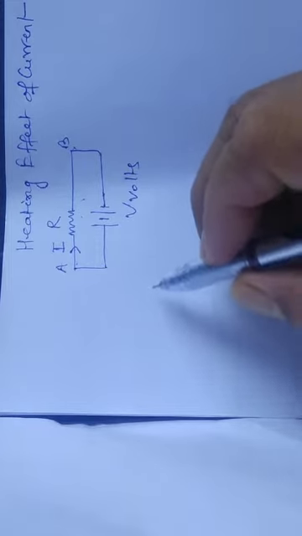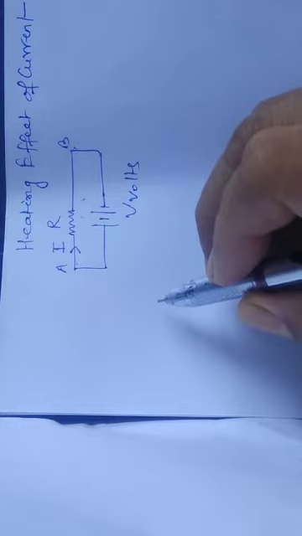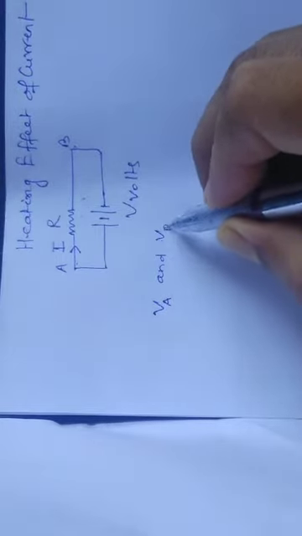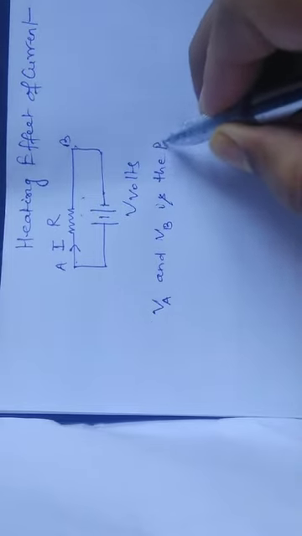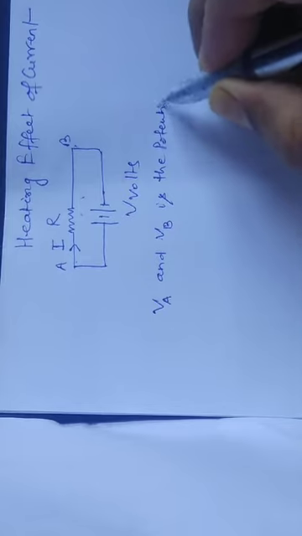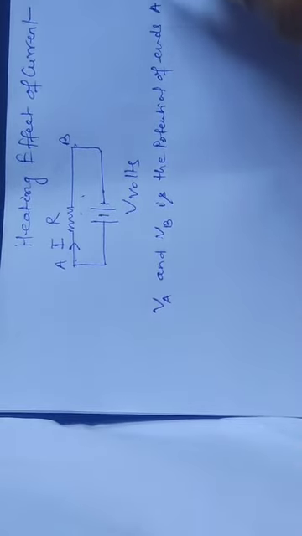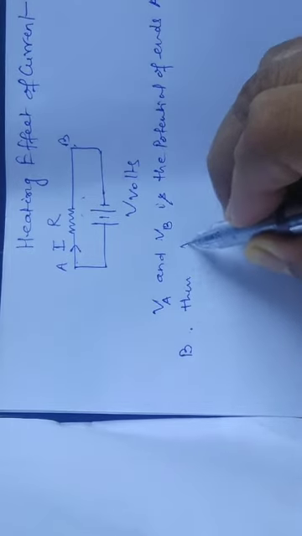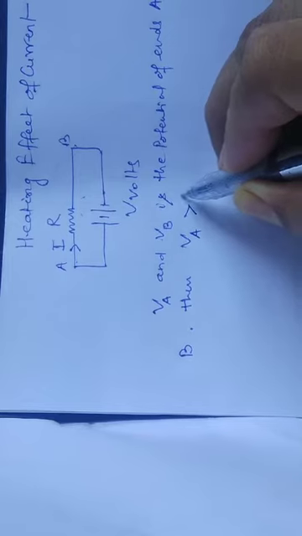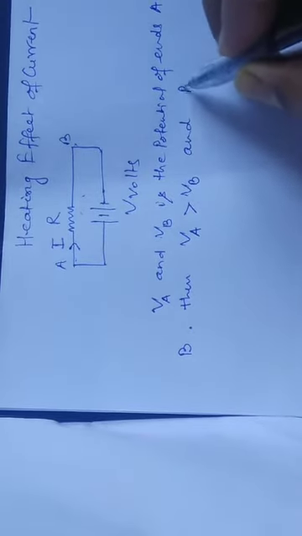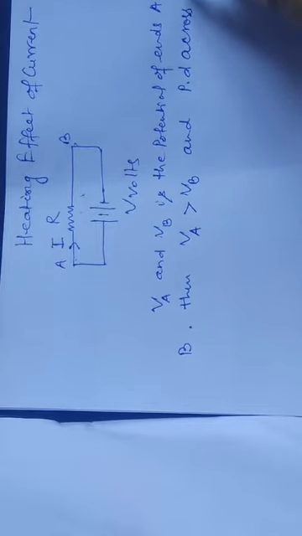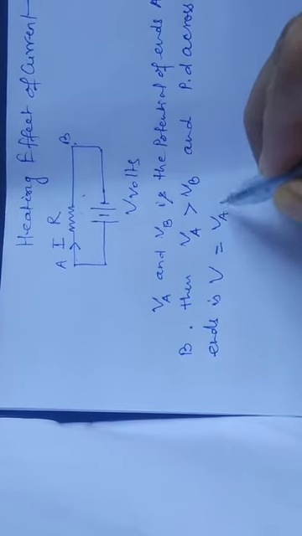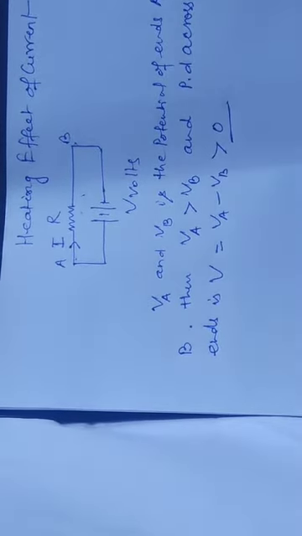Now, if VA and VB is the potential of ends A and B, then VA must be greater than VB, and potential difference across its ends is V equal to VA minus VB, which must be greater than 0.